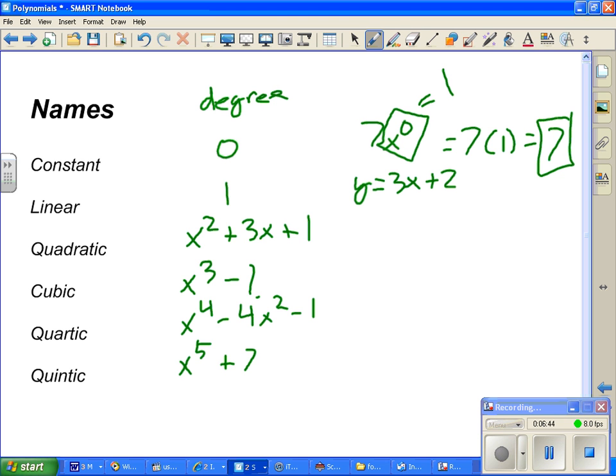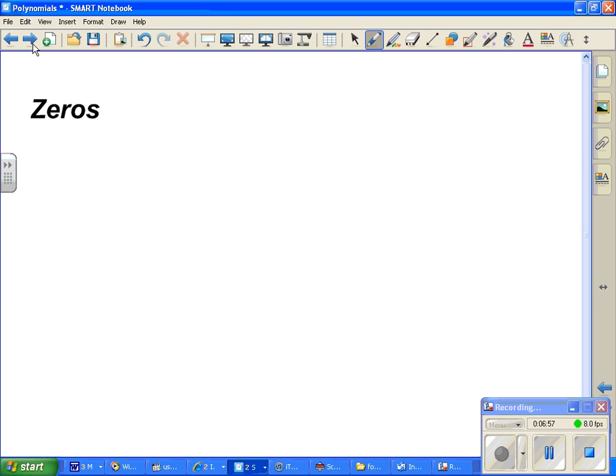Constant, your degree is 0. Linear, 1. Okay, such as something like this. Quadratic, 2. Cubic, 3. Quartic, 4. Quintic, 5. Hopefully that makes sense. Hopefully those names make sense.